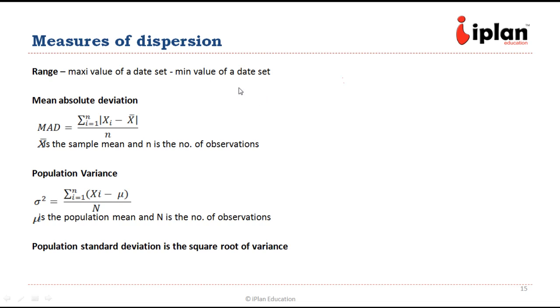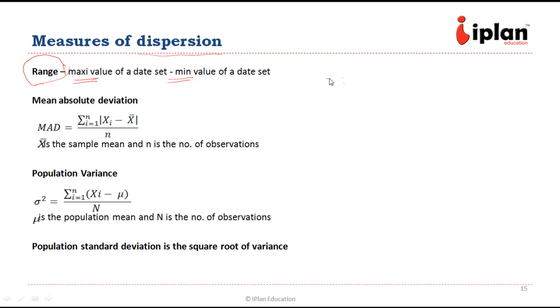Measures of dispersion try to capture the characteristic of the data which shows how much variation there is in the data. For example, the simplest measure of dispersion is range. If we know the maximum value and the minimum value, the difference between the two becomes the range. And that is one of the most commonly used measures of dispersion.